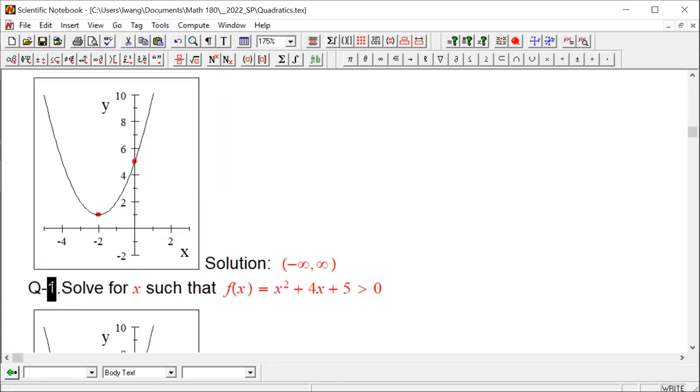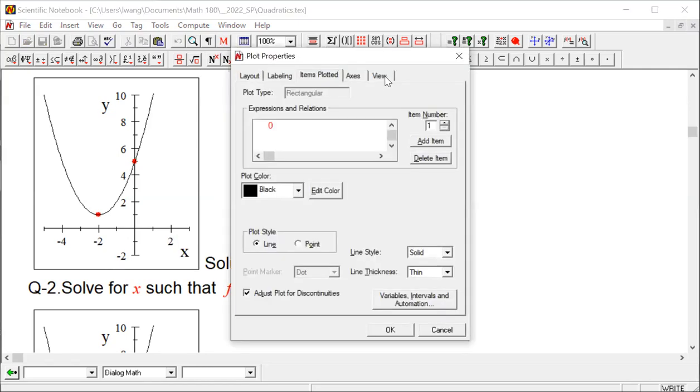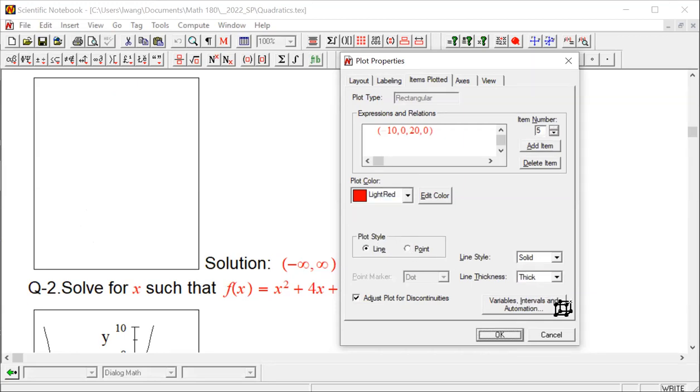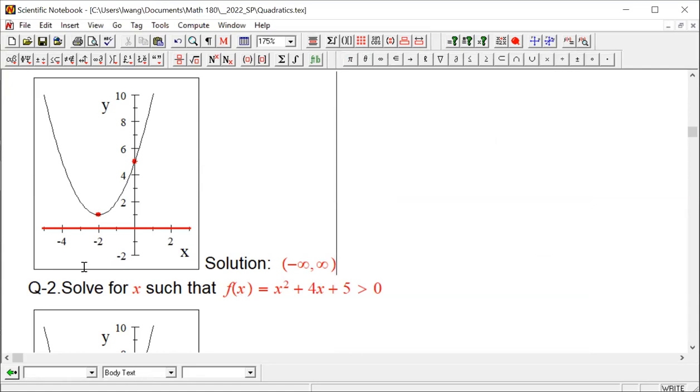Okay, for the first question, let me draw all the solutions. Let me draw the solution: the entire number line. Every number on the number line is a solution. So that's what it means, solutions are real numbers.